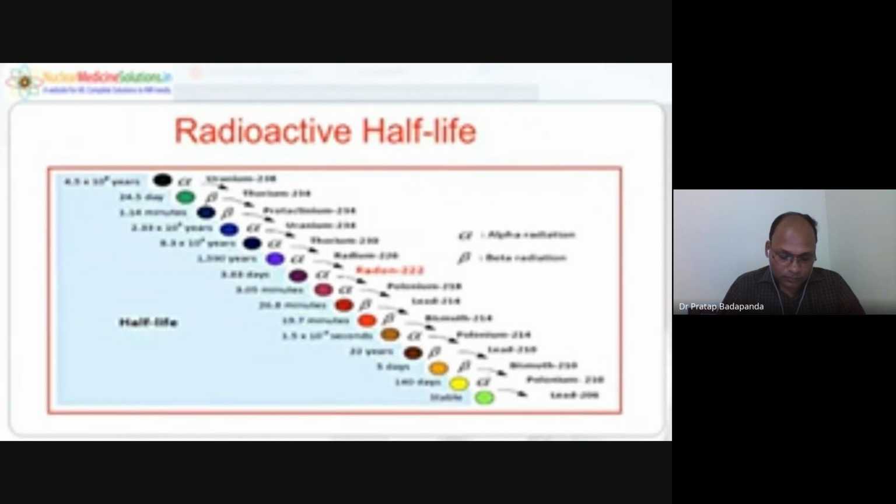In this particular picture, you see radioactive half-life. It starts from uranium-238 and shows how it comes to lead-206. Various decays are taking place, alpha, beta, then certain changes of energies, over a span from 10⁵ years down to much shorter times, and finally it comes to lead-206. This is how typically we define the radioactive half-life.